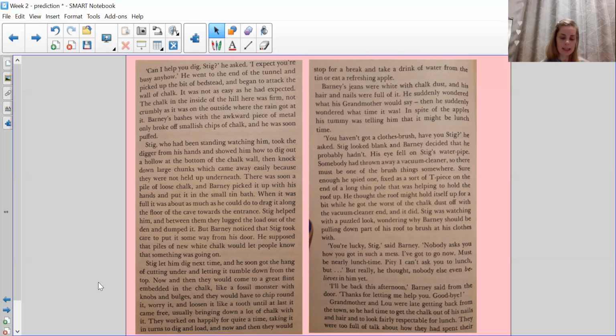Stig, who had been standing watching him, took the digger from his hands and showed him how to dig out a hollow at the bottom of the chalk wall. Then knocked down large chunks which came away easily because they were not held up underneath. There was soon a pile of loose chalk, and Barney picked it up with his hands and put it in the small tin bath. When it was full, it was about as much as he could do to drag it along the floor of the cave towards the entrance.